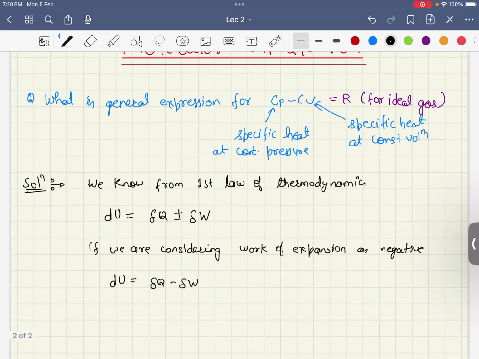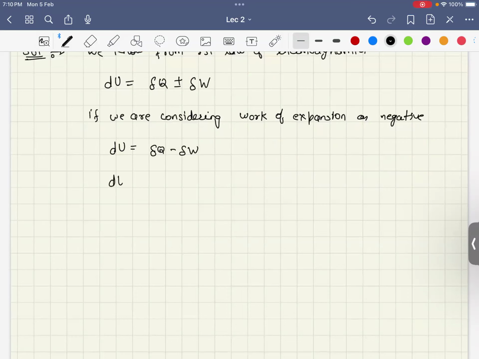And if we express this in terms of thermodynamic properties, expansion means work done by the system. So this is the convention we are going to follow: heat addition is positive and heat removal is negative.